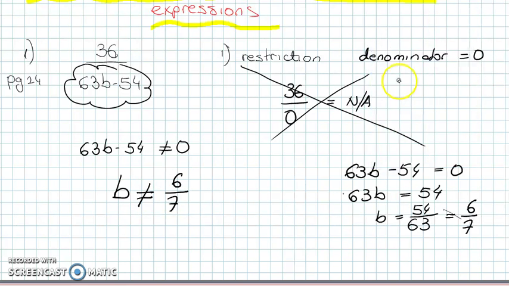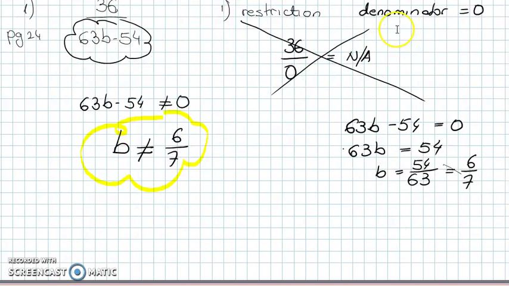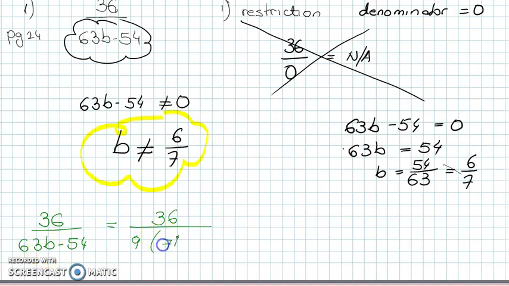So that is my restriction. Now when you have given your restriction, you are working with the rational expression. So let's see now, how can I simplify this? I'm going to factor the numerator and the denominator and then cancel out the same thing. Obviously in the numerator I cannot do anything, but here I can factor out 9. So 63, if I factor out 9, I will have 7b minus 6. Can I simplify 36 and 9? I can. So this is equal to 4 over 7b minus 6.